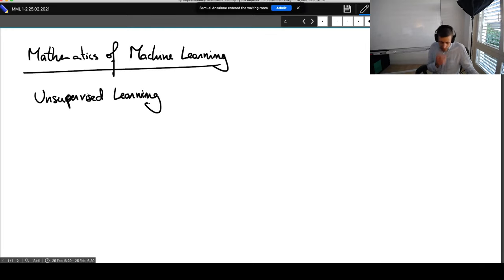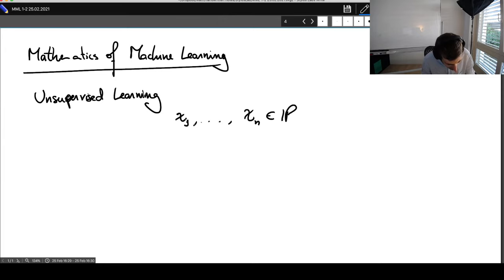Okay, so the idea here is that it's, as the word suggests, learning in an unsupervised way, but what you should think of is exploratory data analysis. So maybe you get points, let's say you get x1 all the way through xn, points in D dimensions. And now you want to learn something about these points, right?